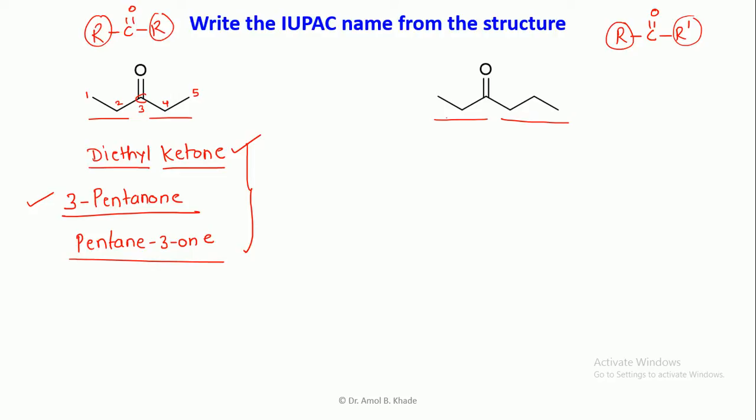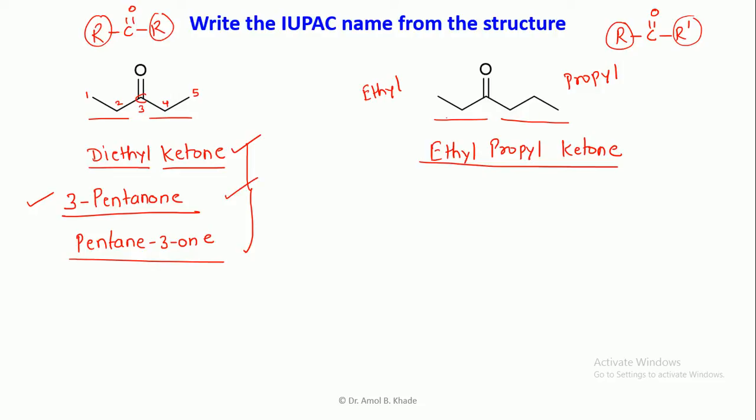On one side we have ethyl and on the other side we have a propyl, so we have to arrange them in alphabetical order. So ethyl will take priority, ethyl, then we give the space, we write propyl and then we write the suffix, that is ketone. So the name of this compound as per the rule we have discussed earlier will be ethyl propyl ketone. You can also write the name of this compound in this format.